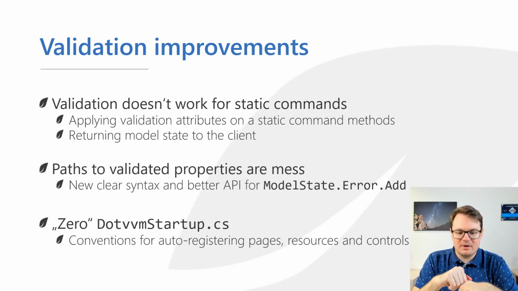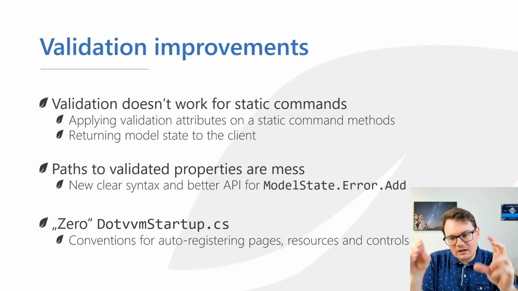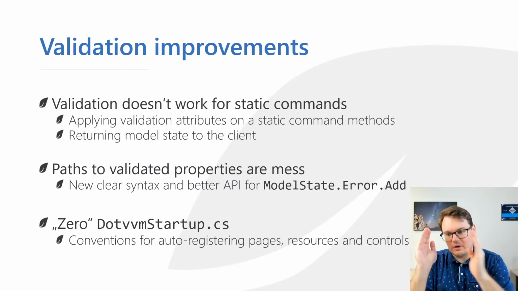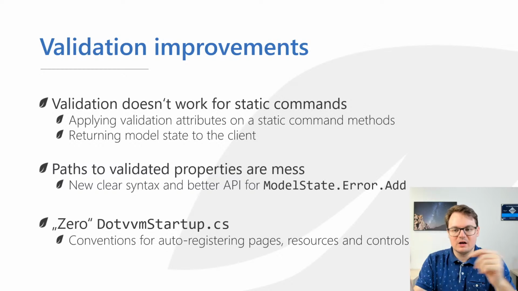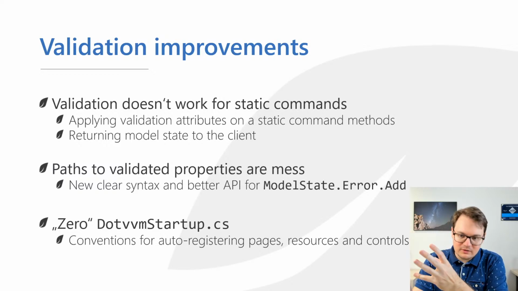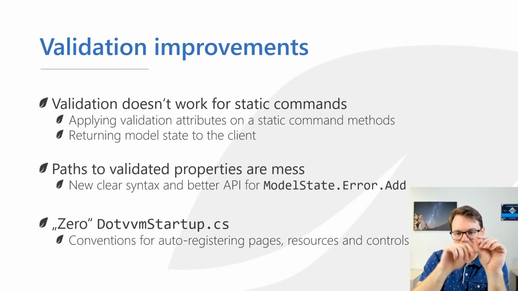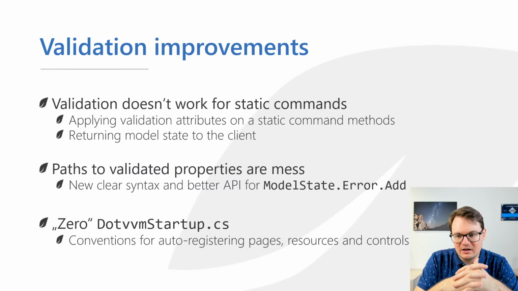So we are thinking about you could apply validation attributes on arguments of methods called from static command. So you would send the first name and last name to some method, and in the declaration of the method you can say, okay, this is required, this has to be a number, and things like that. And also, if the validation doesn't pass, the model state would be returned to the client, and the client would also highlight the fields which contain these invalid properties.